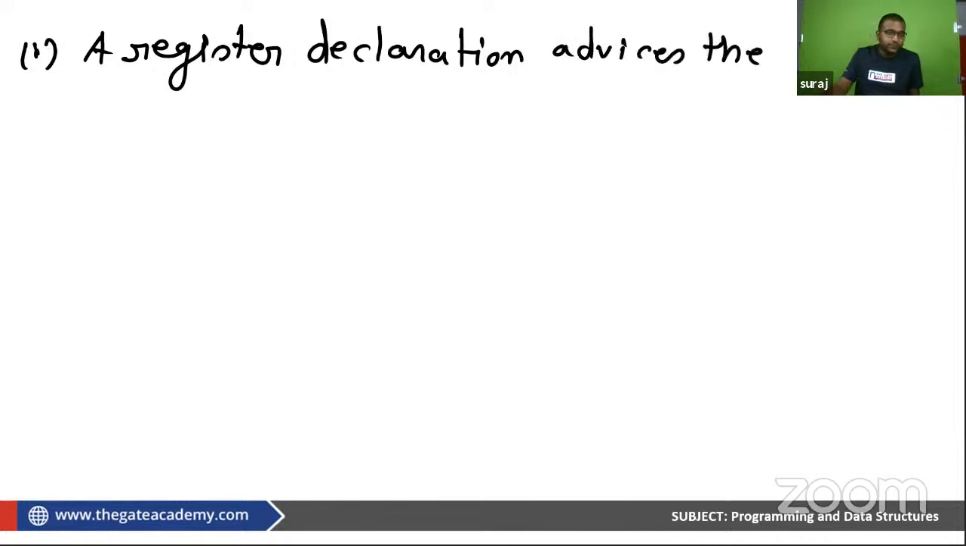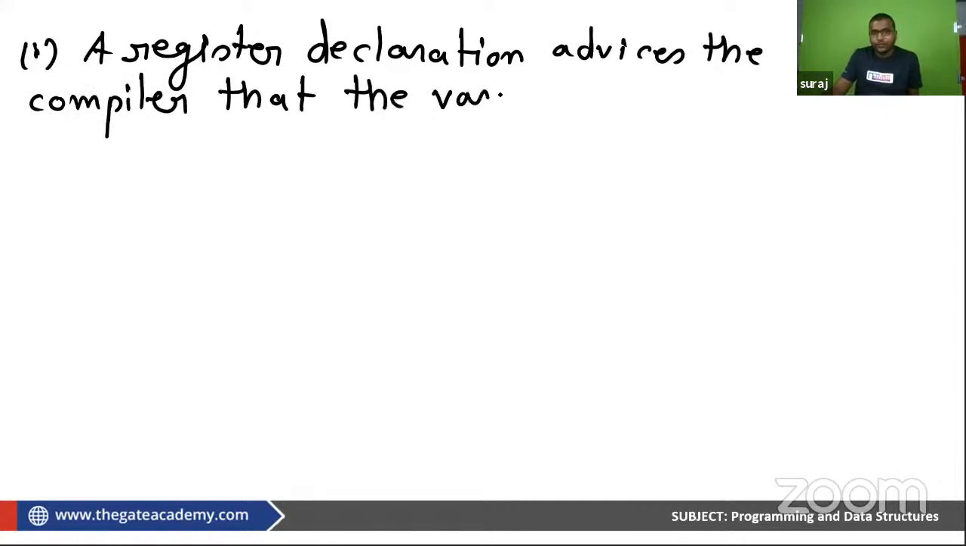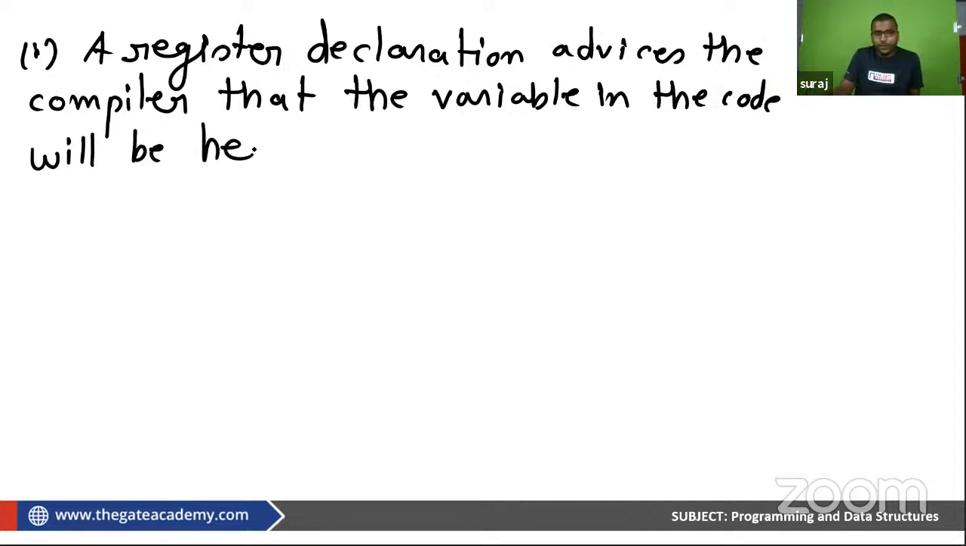Let me write some points. A register declaration advises the compiler that the variable in the code will be heavily used. So it is going to be used heavily.